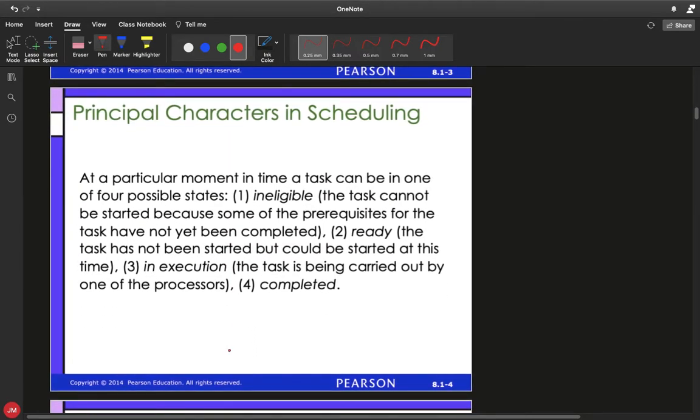When we have a task that needs to happen, there are basically 4 stages that it can be in. The first is that it's ineligible, meaning that the task cannot be started because something else has to happen first in order for it to be completed. The second is that it's ready. That means that it hasn't been started yet, but it's currently ready to go. There is not anything holding it back. The third is in execution, meaning that the task is currently being carried out by one of the processors, but isn't finished yet. And the last is that it's completed, which again should be common sense. The task is done.